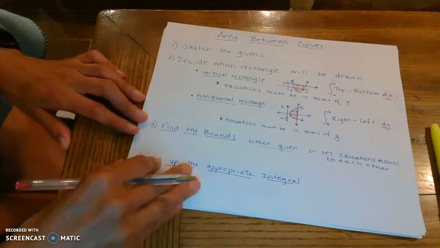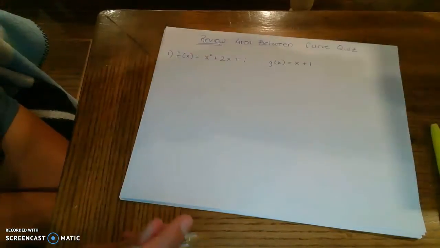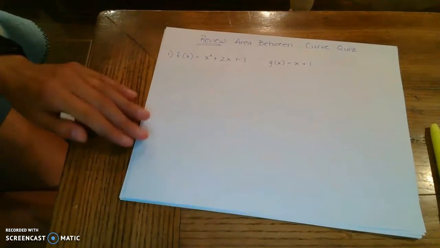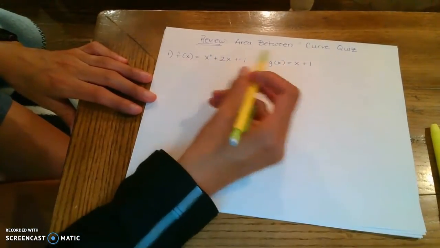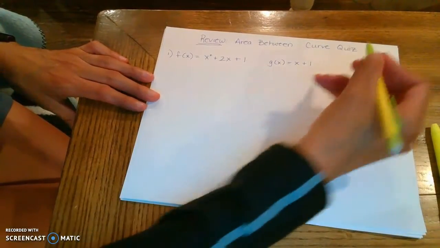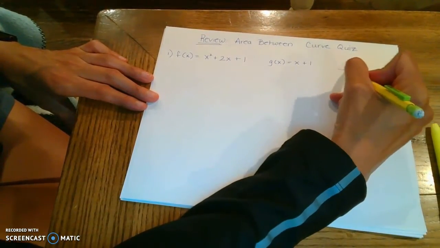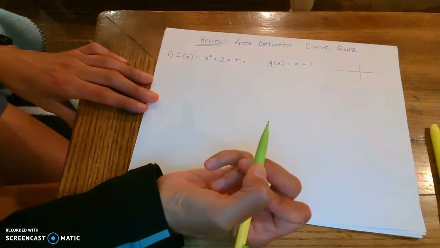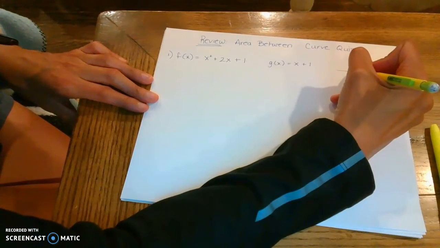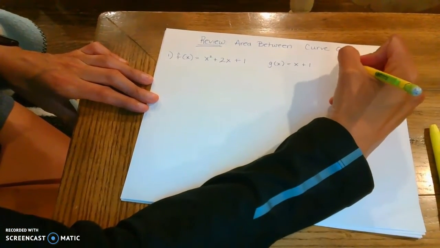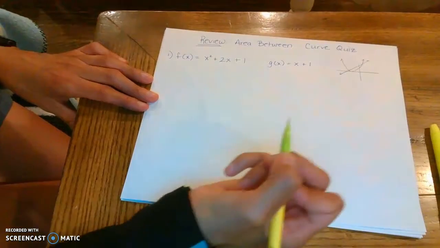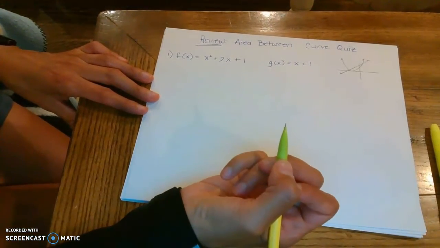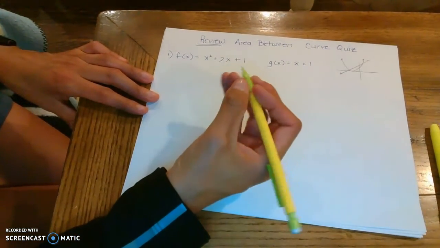So this was just all review. So let's give number 1 a try together. If I look at this, my first step was to sketch the givens. I know I have a quadratic and I know this is linear. So I'm guessing, now you might not know exactly what this parabola looks like, it could look something like this, and it could have something linear like so, but I'm not sure. Let's figure it out by finding the bounds.